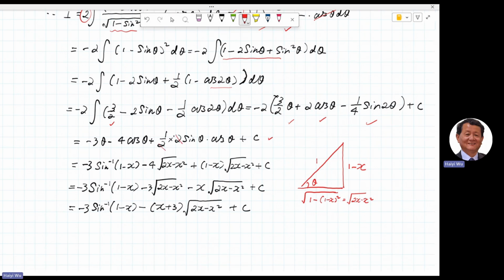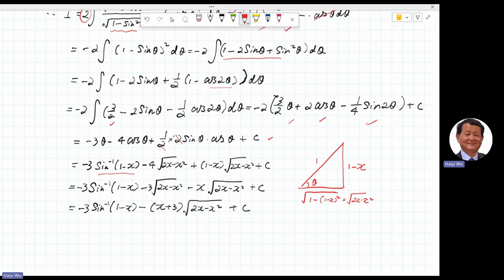The problem is we can't leave a theta. We have to use the x because the question is in relation to x. So we convert theta to the inverse of sine of 1 minus x, then cosine theta.